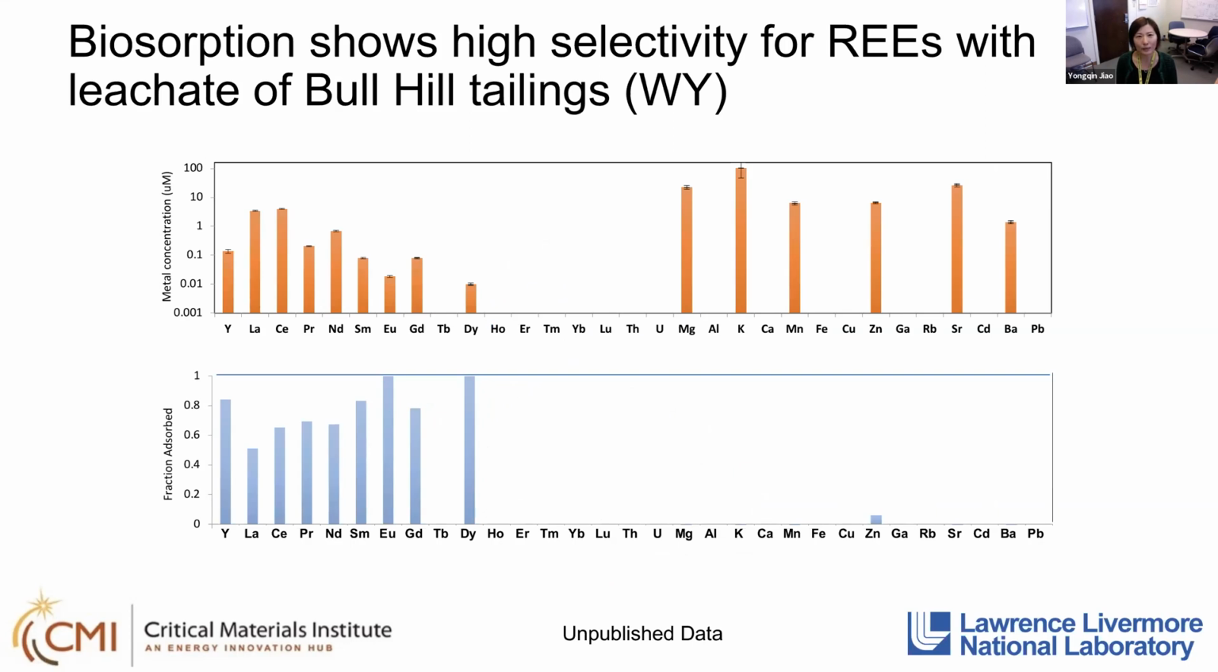In this next slide, I'm going to quickly show you a couple of performance results with different feedstocks that we have tested. This slide is the acid leachate solution from Bull Hill tailings from Wyoming. The top graph shows the metal composition of the leachate that we start with, with the metal concentration on the log scale on the y-axis and the different metals on the x-axis. As you can see, it contains rare earths and a lot of non-rare earth metals in higher concentrations. The bottom graph shows the fraction of each metal that we were able to extract, showing that we extracted and recovered most of the rare earths and removed most of the non-rare earths, except a little contaminant of zinc.